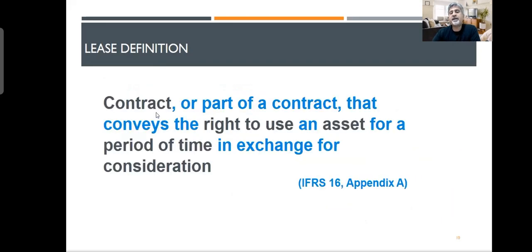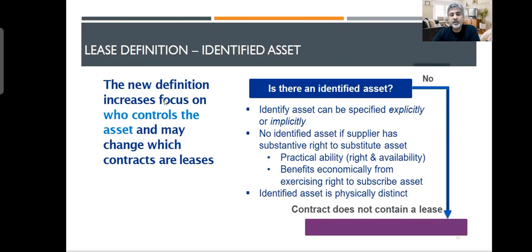Lease definition: a contract or part of a contract that conveys the right to use an asset for a period of time in exchange for consideration. The IFRS 16 definition increases focus on who controls the asset. The new definition is not about whether you are going to use the asset for its full life, or whether you are going to pay the money. It is more about who controls the asset. That's why I said uninterrupted use of the asset. If you have uninterrupted use of the asset, you are controlling the asset. It is called your right of use asset.